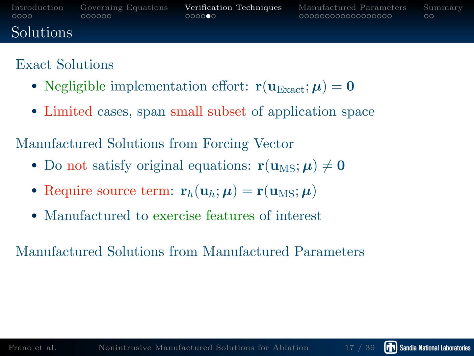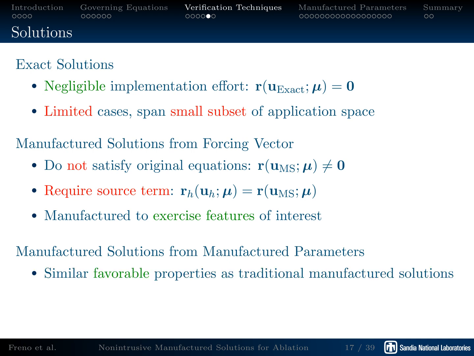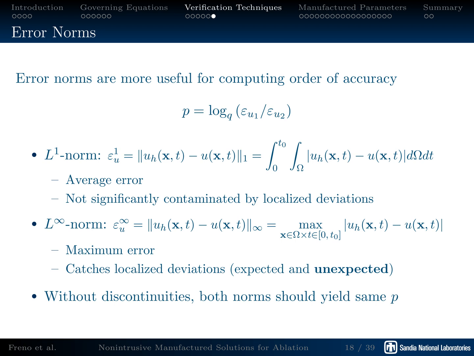Alternatively, in this work, we propose manufacturing solutions by manufacturing the ablation parameters. This approach has similar favorable properties as the typical manufactured solution approach, and more importantly, there is negligible implementation effort because the manufactured parameters lead to an exact solution. Error norms are more useful than the actual errors for computing the order of accuracy. We can use the L1 norm, which gives us the average error in time and space, and we can use the L infinity norm, which gives us the maximum error.